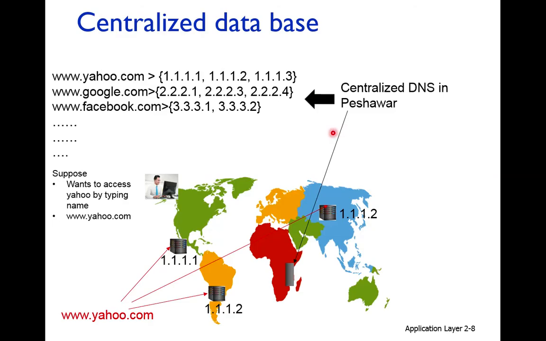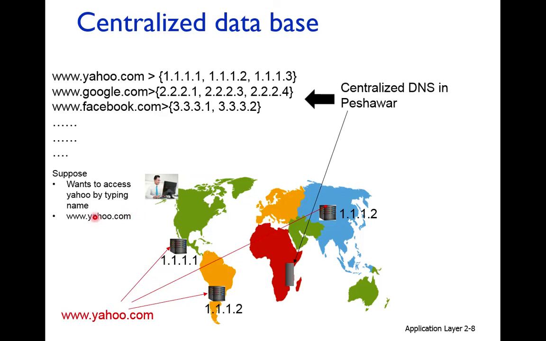Suppose this is a user, and this user wants to access yahoo.com. So this user should know the name of Yahoo, for example, www.yahoo.com. The user types yahoo.com, but this machine doesn't know about yahoo.com. It cannot understand it. It works with the IP address. So it means that this system doesn't know the IP address of yahoo.com.